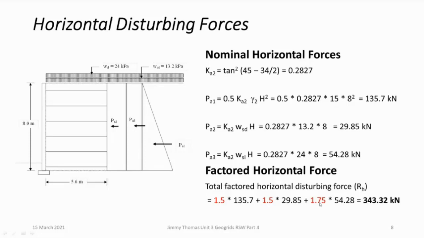Normally, if we can predict the magnitude of the loads with more confidence, we can use a lower load factor, because the live load is more variable. So they have used a higher load factor. We multiply the nominal load by the corresponding load factor, and we get the factored horizontal force, 343.32 kN.